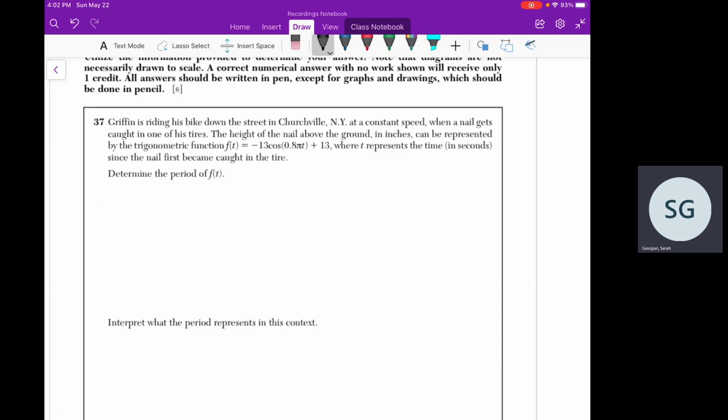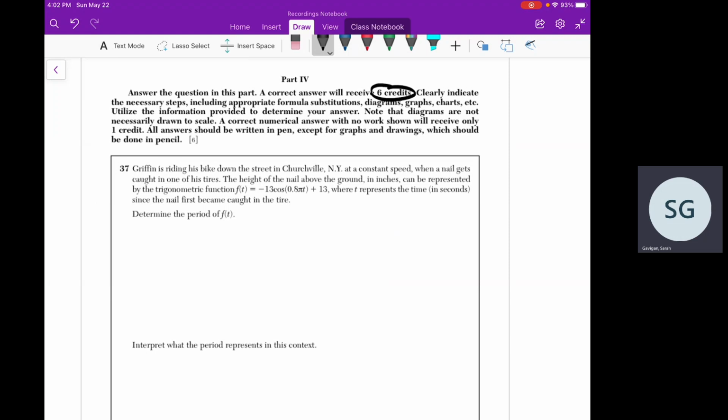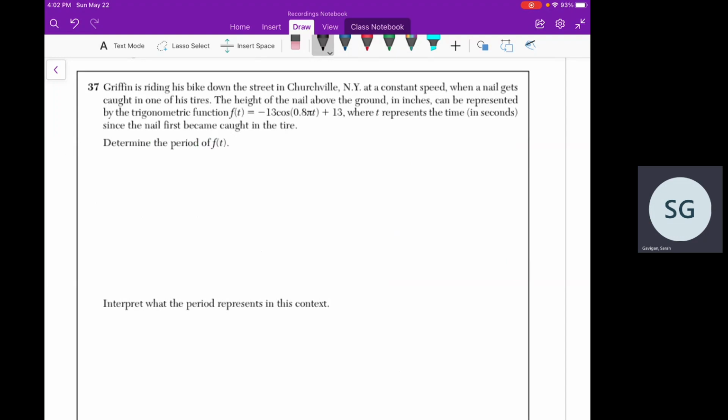Okay, so we have Griffin is riding his bike. Now this question is worth 6 points. This is the big one. Griffin is riding his bike down the street in Churchville, New York at a constant speed when a nail gets caught in one of his tires. The height of the nail above the ground in inches can be represented by the trigonometric function f of t, where t represents the time in seconds since the nail first became caught in the tire. Determine the period. Okay, so we have this function. We have to determine the period of the function.